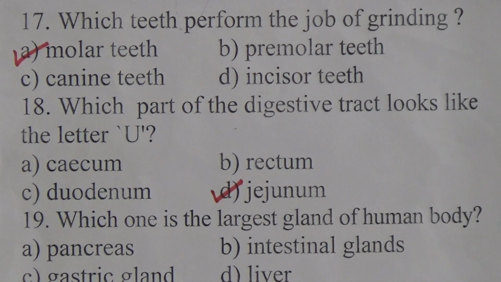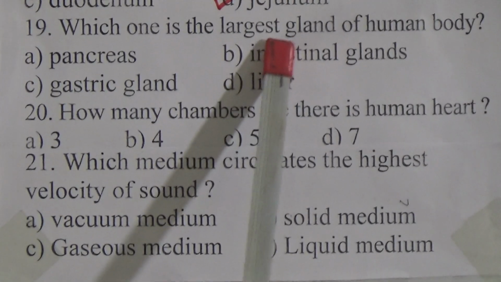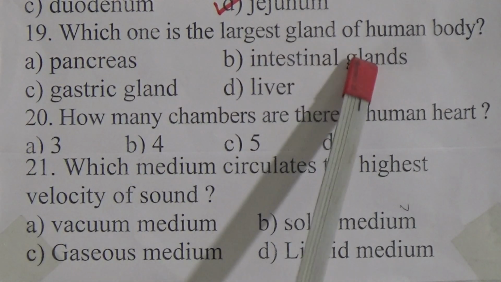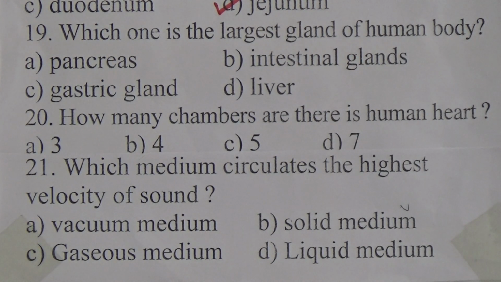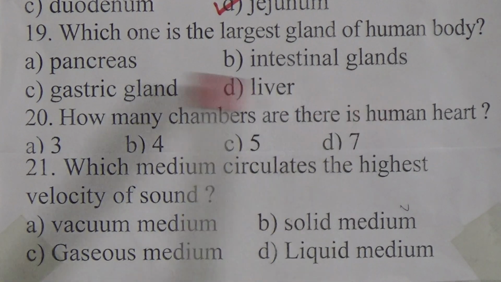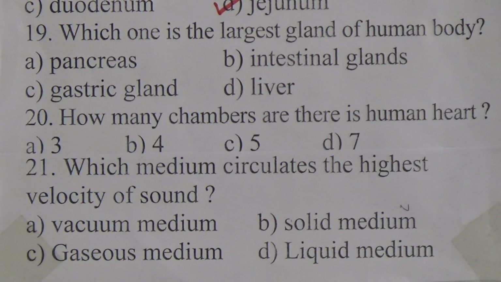Now 19 number. Which one is the largest gland of the human body? The options are: A pancreas, B intestinal glands, C gastric glands, and D liver. The answer will be liver.